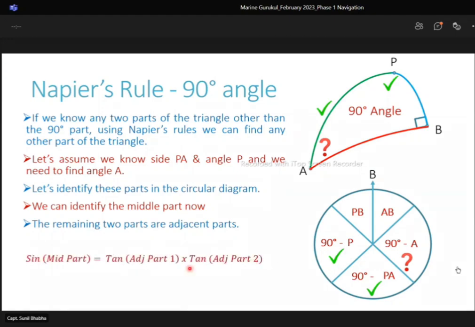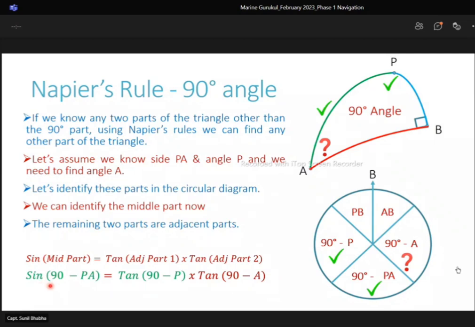For adjacent parts, the formula which we had was sine of the middle part is equal to tangent of adjacent part 1 multiplied by tangent of adjacent part 2. So this now becomes sine of 90 minus PA, 90 minus PA being considered as the middle part now, equal to tangent of 90 minus P, which is one of the adjacent parts, multiplied by tangent of 90 minus A, which is the other adjacent part.